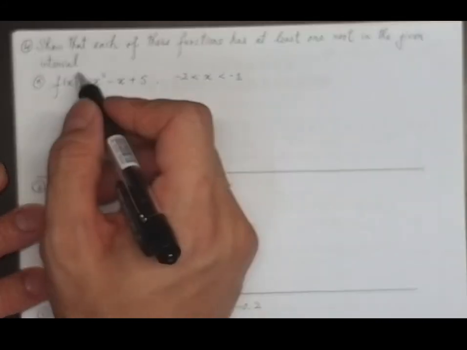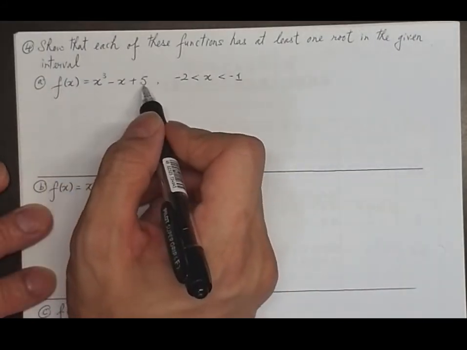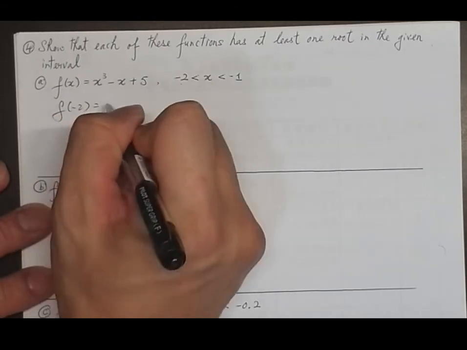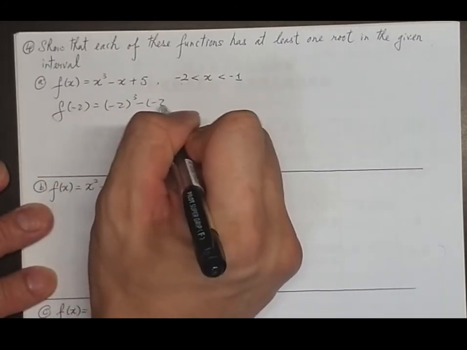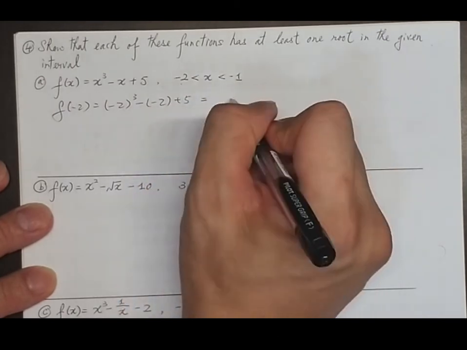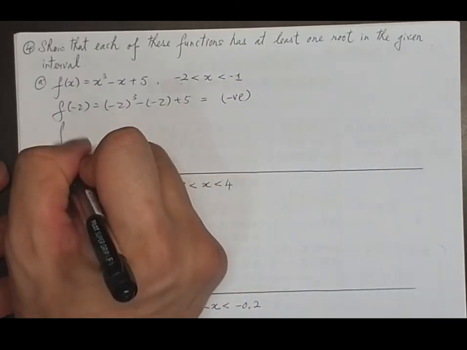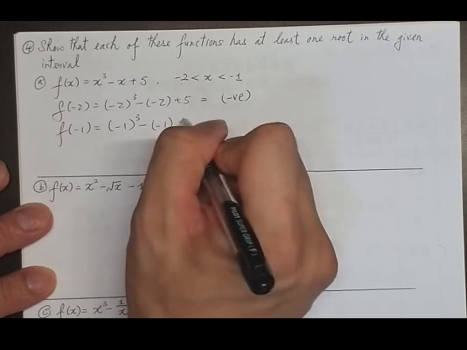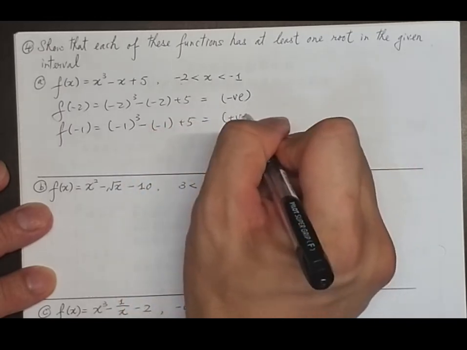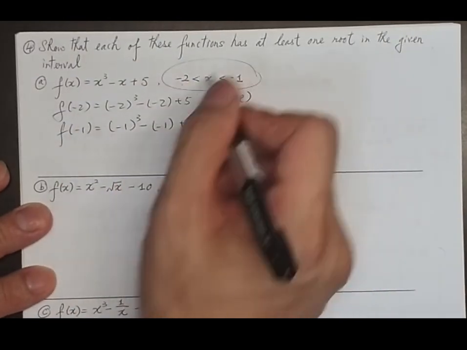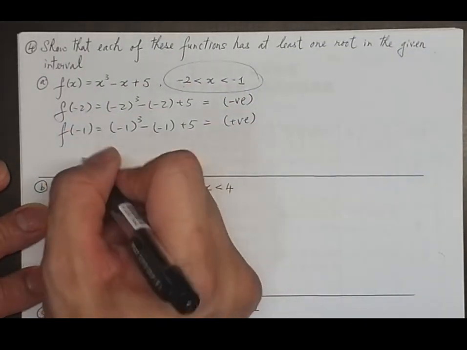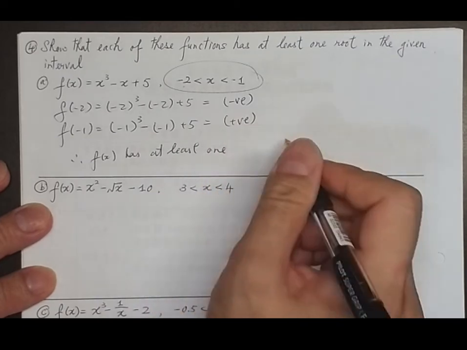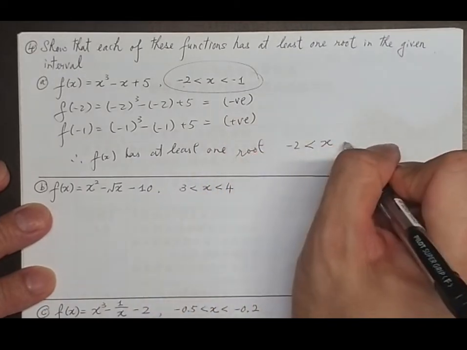第四條 Show that each of these functions has at least one root in the given region. A part: f(x) 等於 x 的三次方減 x 加 5，x 是由負 2 至負 1。我們 f(−2)，就會有負 2 的三次方減負 2 再加 5，得出的數字就會是一個負數。跟住 f(−1)，我哋就會有負 1 嘅三次方減負 1 加 5，我哋就會有一個正數。所以喺呢個範圍之內，我哋就會有起碼一個 root。So therefore, f(x) has at least one root in the interval x equals minus two to minus one.